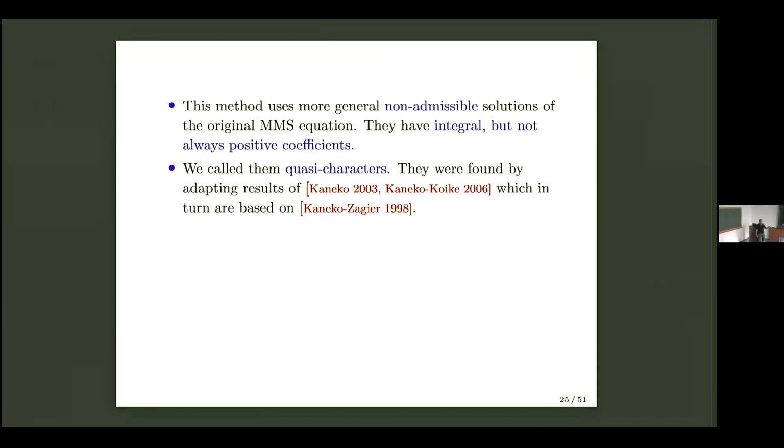I know I didn't start this problem, you did. It's entirely your fault. So yeah, there are these interesting papers by Kaneko and Zagier in 1998, and then these follow-ups by these other authors, all mathematicians.